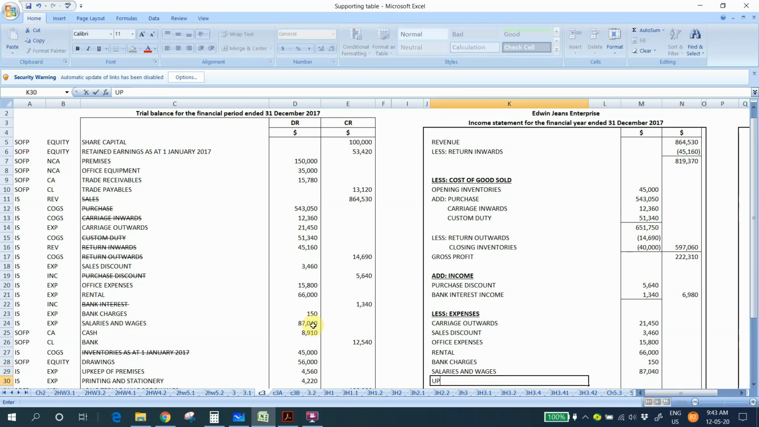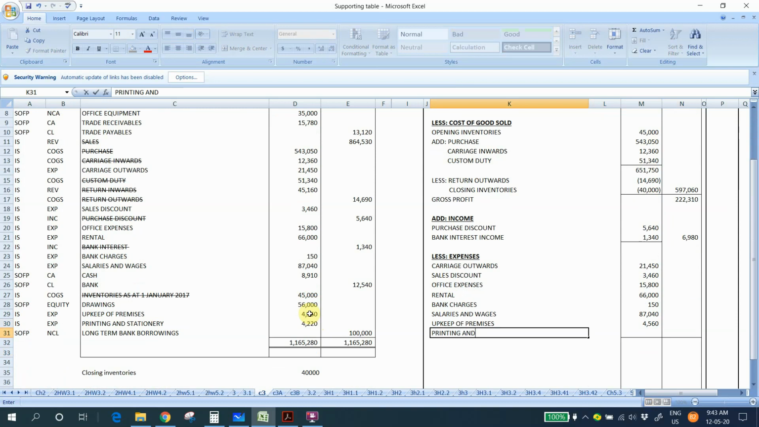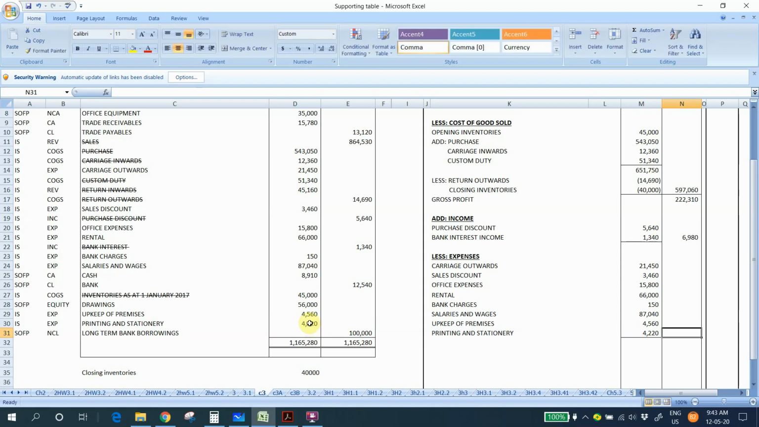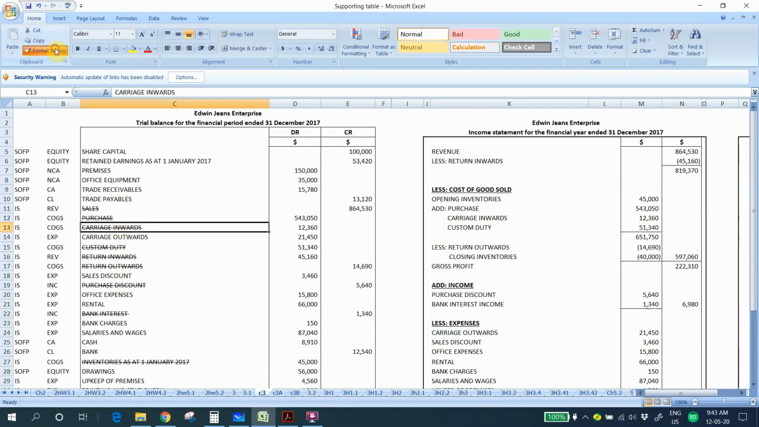Next, you have upkeep of premises. Upkeep has the same meaning as maintain. It means that you repair the building. So it's 4,560. And lastly, printing and stationery, 4,220. So class, for printing and stationery, don't recognize it as an asset because your stationery is unlikely to be used for more than a year. So we treat it as an expense. Alright, so we strike through those items that we have recorded.